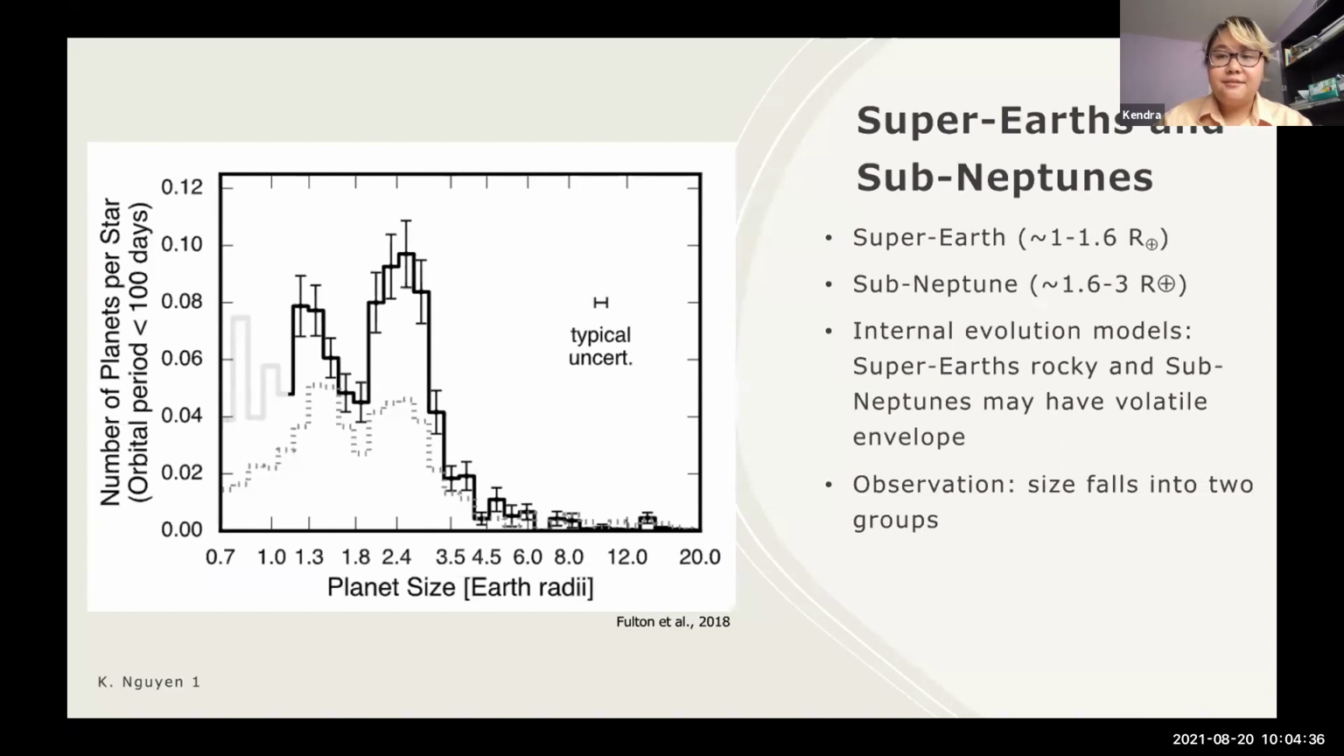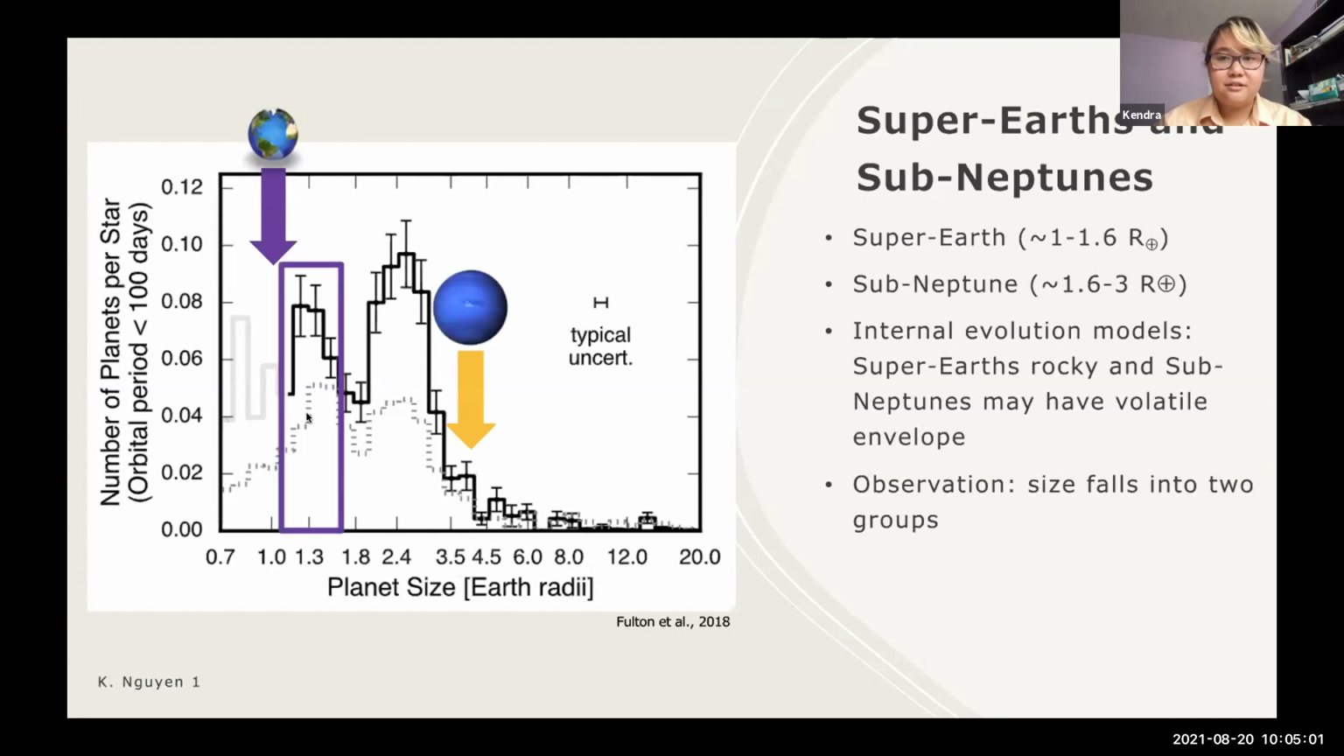One, internal evolution models show that super Earths are rocky, while sub-Neptunes may have a volatile envelope. The second reason is that from the graph you see on the left, it's clear that the sizes fall into two groups, as you can see by the peaks here. Here's Earth for reference at 1 Earth radius, and Neptune at 3.8 Earth radii. The first peak occurs at about 1 to 1.6 Earth radii, and a second peak for sub-Neptunes occurs at about 1.6 to 3 Earth radii.